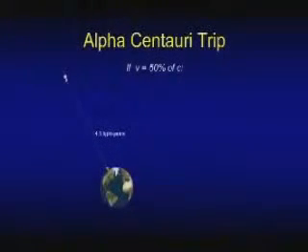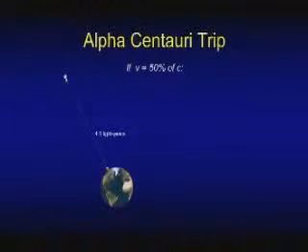And for this trip, we're going to imagine that these two astronauts are born at the same instant. One we're going to leave here. The other we're going to send to Alpha Centauri and back. So it's 4.5 light years away. We're going to send him there at half the speed of light. Let's assume we could do that.